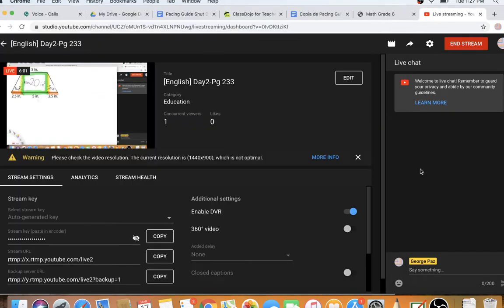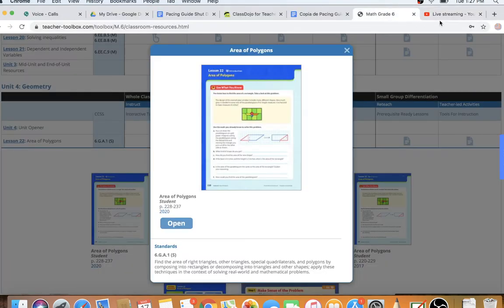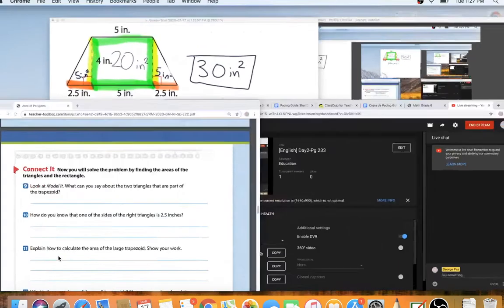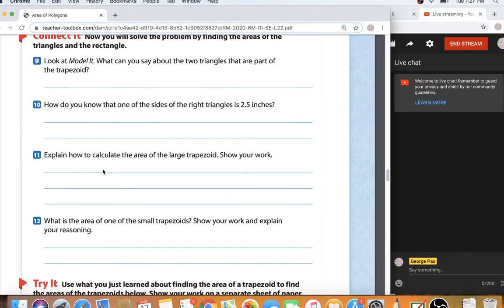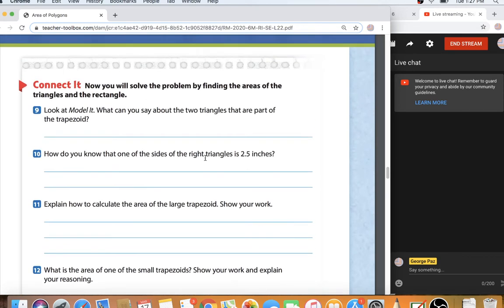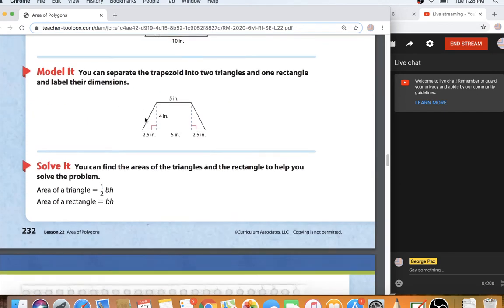So when you show your work on this side, not this side, I gotta get used to these windows. When you show your work here, it says, number 11, what is the area of the larger trapezoid? Which would be this whole thing right here.